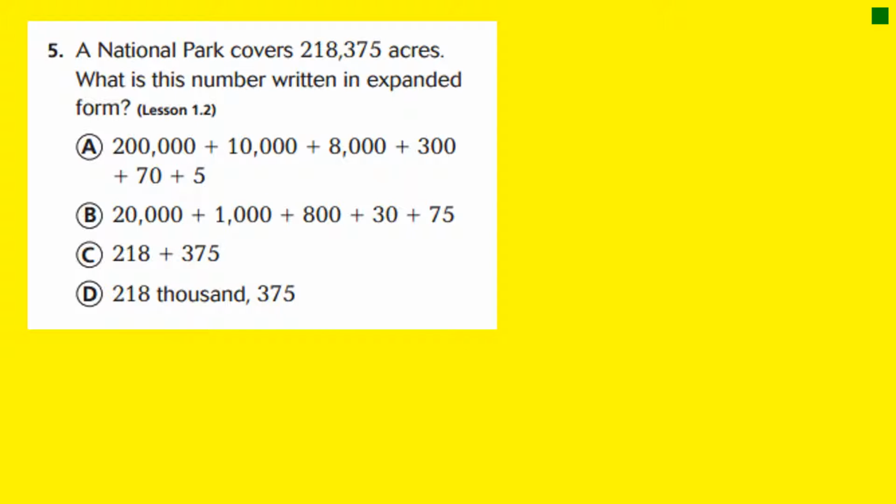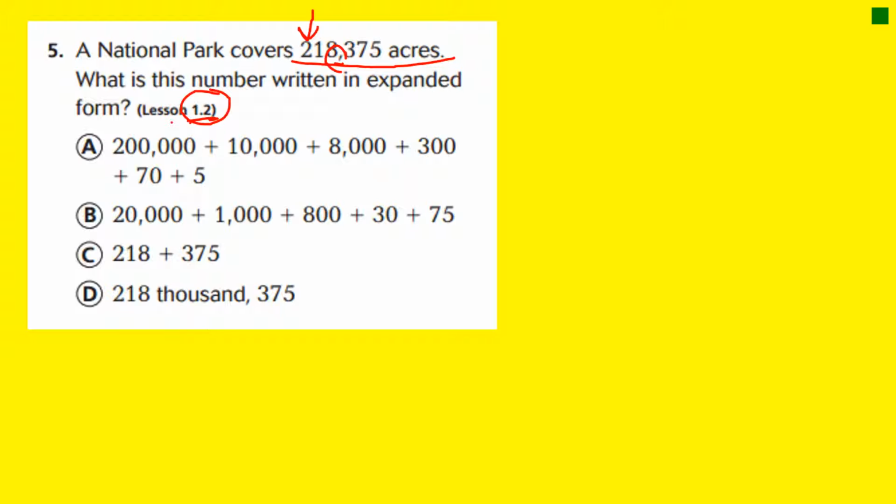All right, number 5. A national park covers 218,375 acres. What is this number written in expanded form? Look, guys, you're going all the way back to chapter 1, lesson 2. You're like an expert in expanded form now. We've just been doing it over and over again, right? So let's go place value at a time here. That's a 2 in the 100,000s place. That's worth 200,000.